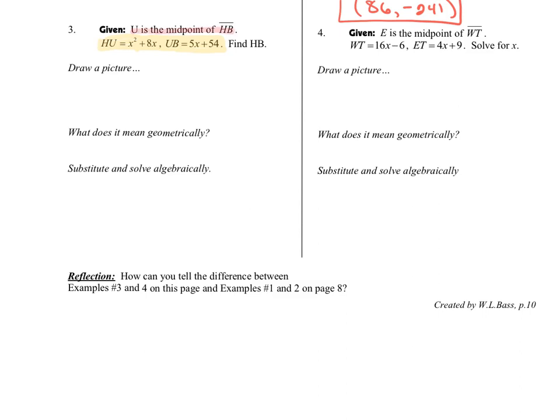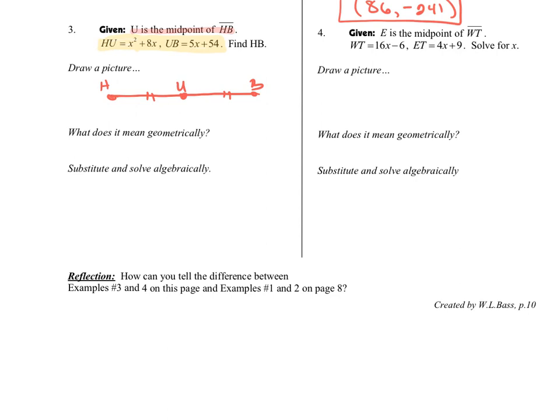So I'm given this piece of information. It's not ordered pairs, which means I'm going to definitely draw a picture. Remember, if it is a midpoint, we want to make it look like a midpoint. We want to label it so it's a midpoint. U is the midpoint of HB. I'm going to label the things that I'm given.